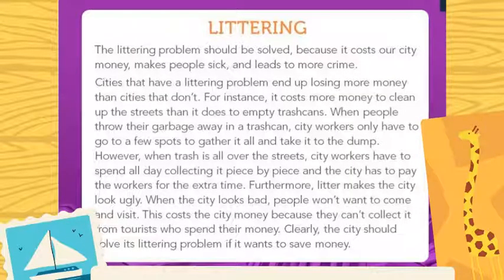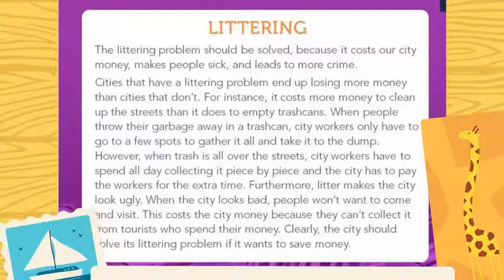This is the first sentence. Maybe this is the thesis statement. Littering problems should be solved because it costs our city money, makes people sick, and leads to more crime. This is still a general point. Also, if you look at this sentence, you might find the points that will be elaborated in the rest of the text: it costs our city money, makes people sick, and leads to more crime.